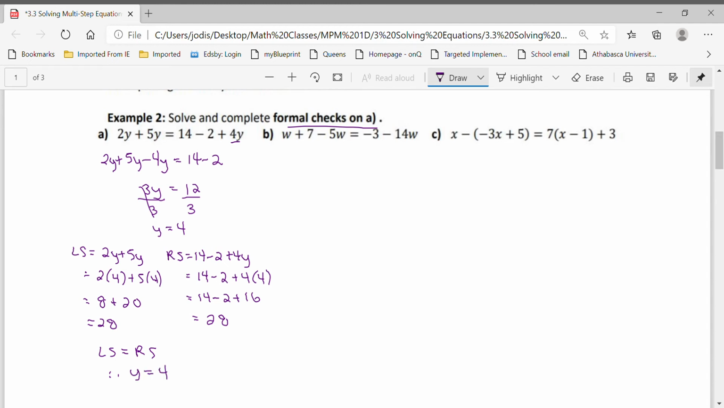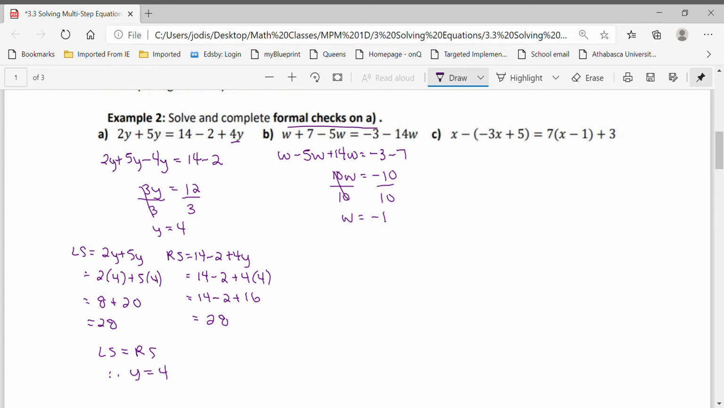Alright, so let's try B here. So we've got a W, a negative 5W, and then this negative 14 is going to become a positive 14W if we collect like terms. Over here we've got a negative 3, and then on this side we have a positive 7, so we want to move it over and make it negative. Okay, so over here we've got W minus 5W is a negative 4W, plus 14 is 10W. And over here we've got negative 10, divide by 10, W is negative 1.